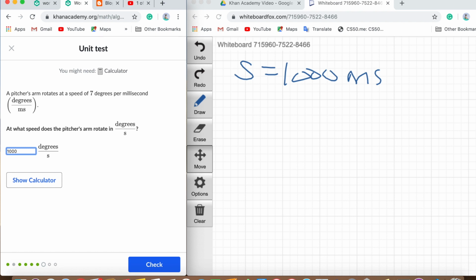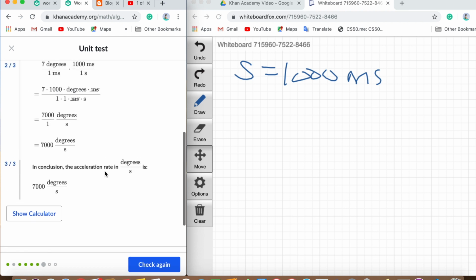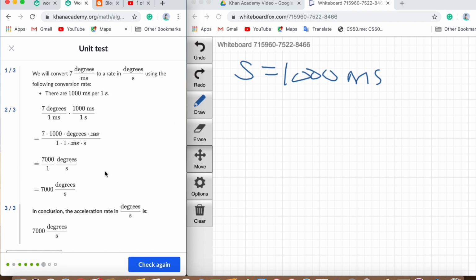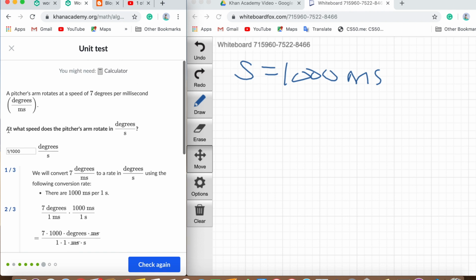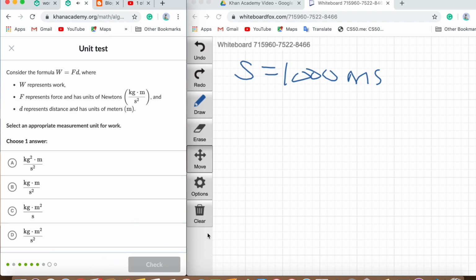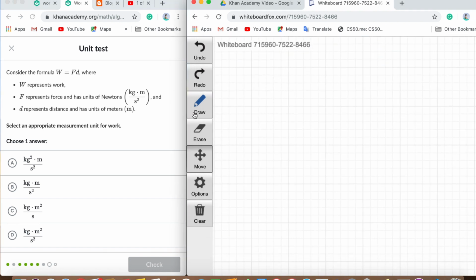Okay. And then we know this should be 1,000. Oh wait, yeah, it should be 1. That's weird. Oh, it has a 7, so yeah, it should have 7,000 per second. Another my bad. Okay. And then we get this. I forgot about that 7.